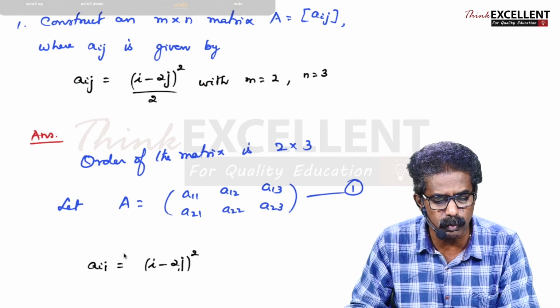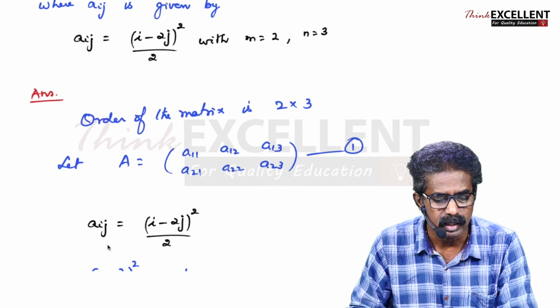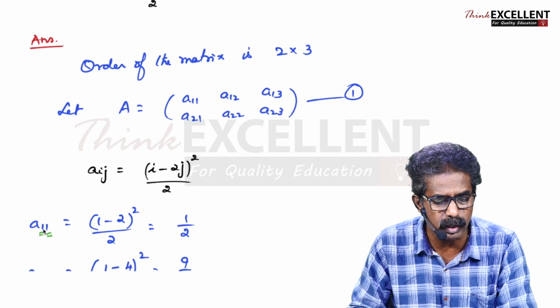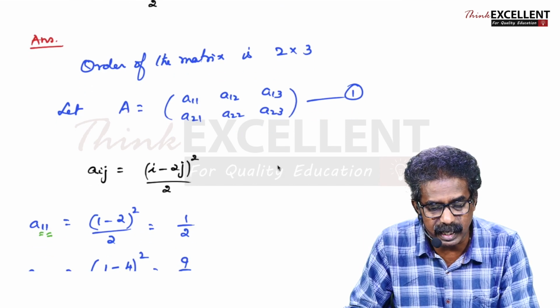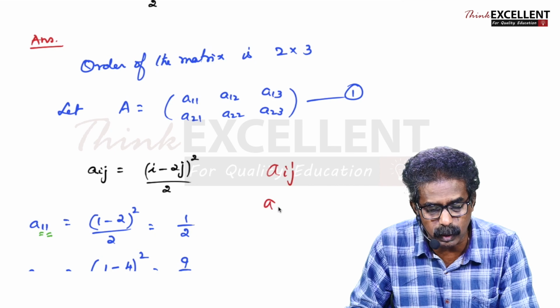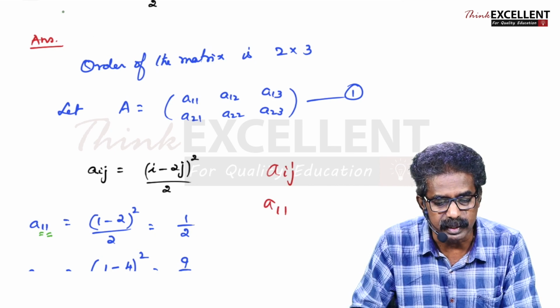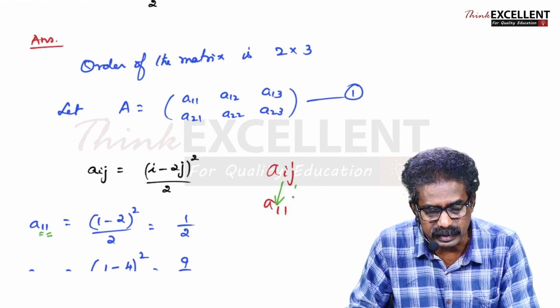So first you find A11. This is Aij, so you find A11. Do you know the meaning of A11? Instead of Aij, we have A11. That is, instead of i you put 1, and for j also you put 1.